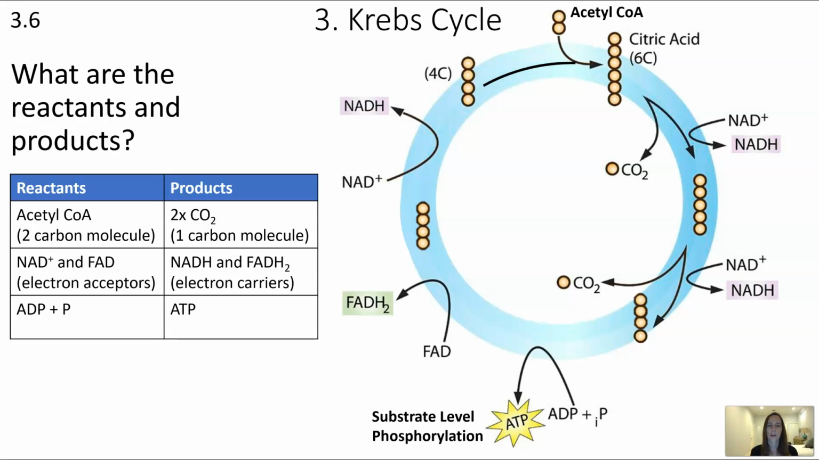So the electron carriers produced by the Krebs cycle are NADH, as well as FADH2, which means that in order to make those, we need electron acceptors, which is the NAD+ and FAD. We also get a bit of ATP from the Krebs cycle, and so as a reactant, we have ADP and phosphate, and we end up getting a bit of ATP through substrate-level phosphorylation.